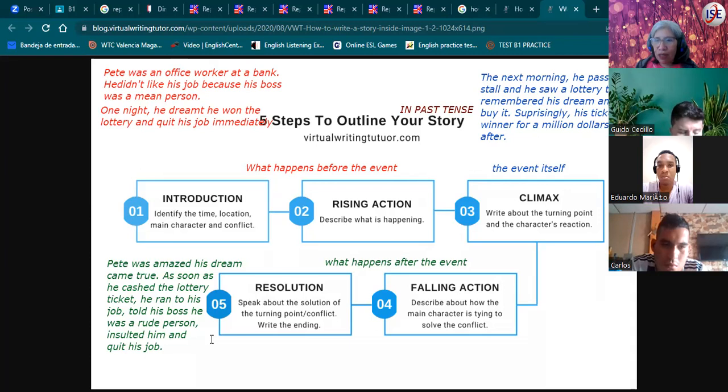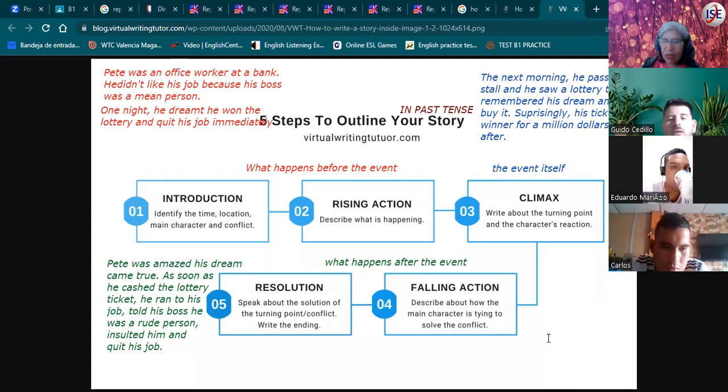What happened after the dog ran away? They looked for the dog, they found the dog, they took the dog home and built up the walls for the dog not to escape again. Okay. Do you have any question about how to organize your ideas when you're writing a story? No. No problem. Guido, we're okay?